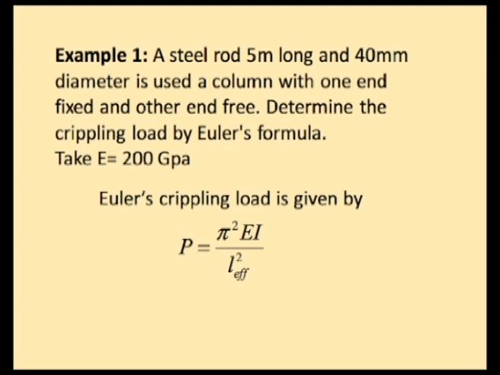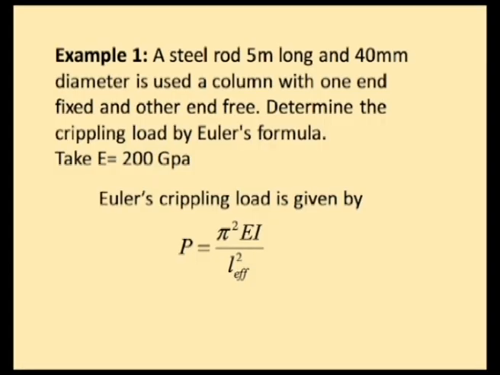We have a steel rod 5 meters long and 40 mm diameter used as a column with one end fixed and the other end free. So, we need to clearly notice the end condition of the column before solving a problem. We need to determine the crippling load by Euler's formula. Young's modulus is given as 200 GPa.